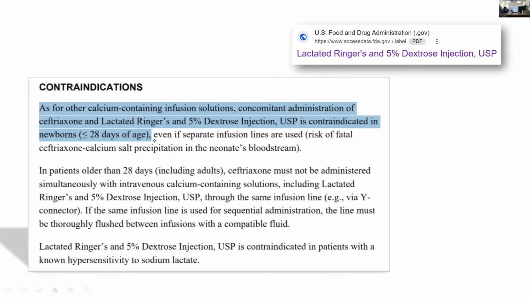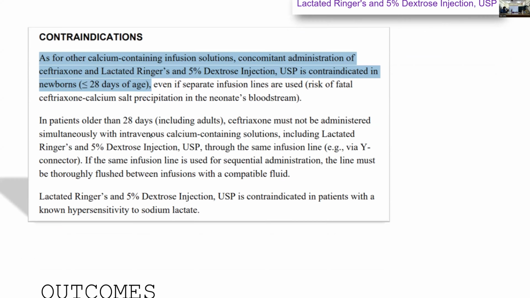So why is Ringer's lactate contraindicated in less than 1 month of age? Because it's a calcium containing solution and it can precipitate with ceftriaxone and other antibiotics and can cause a precipitation in the baby's bloodstream. So less than 1 month, you won't really give Ringer's lactate.